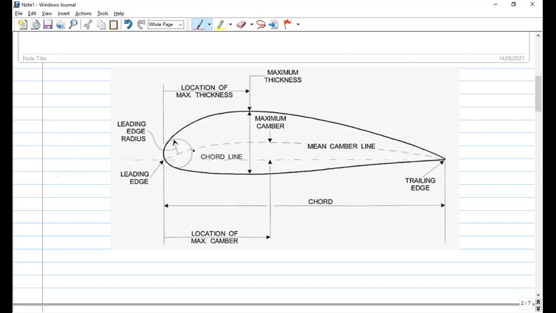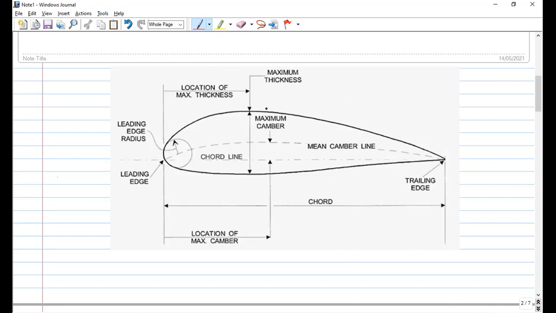Then next, we have the chord line. So yung chord line, that is a straight line joining the centers of curvature of the leading edge and the trailing edge of the airfoil. So yung center of curvature ng leading edge at ng trailing edge, kapag naglagay ka ng isang straight line, that is considered as the chord line. Okay, ayan.